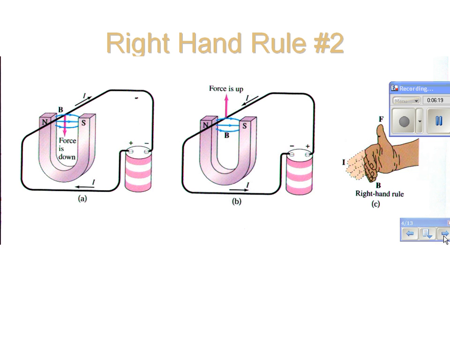Why does it feel like that? Because the field is going this way, from north to south, and that's the direction you want your palm pointing, if you can point your palm. Okay? Notice that if I reverse the current, try it reversed. If the current's now coming out of the board and the field's still going from left to right, then the force is up. Okay?